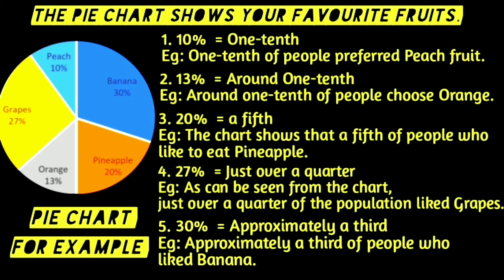The second one is 13%. As you can see, this figure is near about 10%, so you can use an approximate term here. For example, around 1/10 of people chose orange.